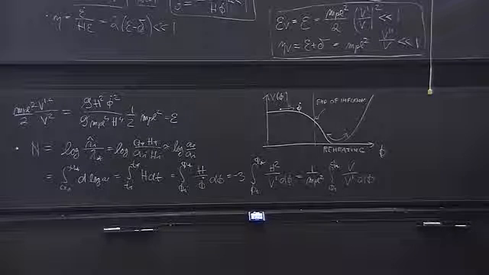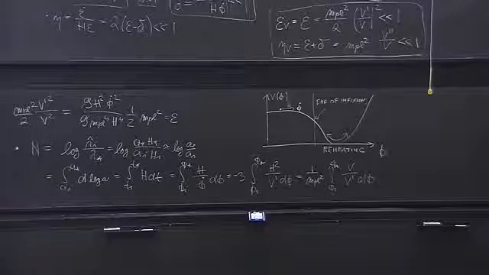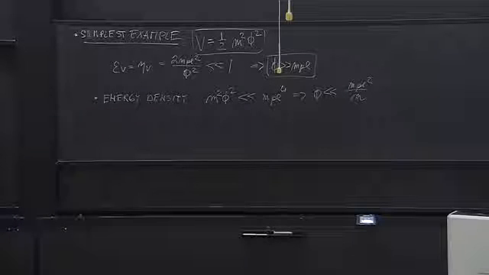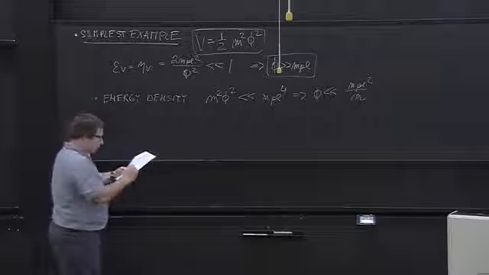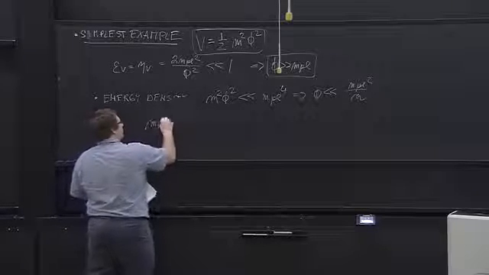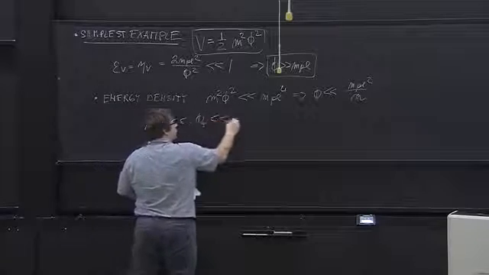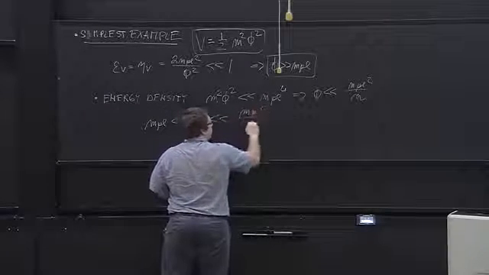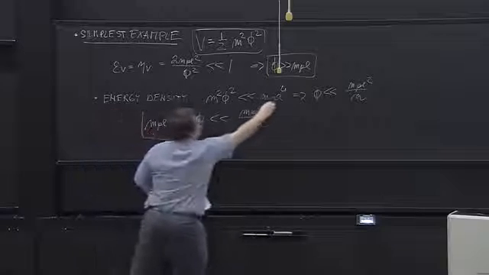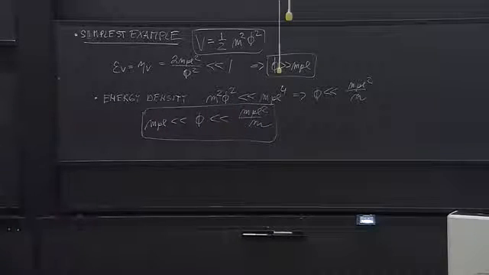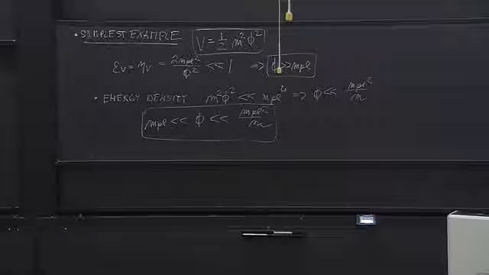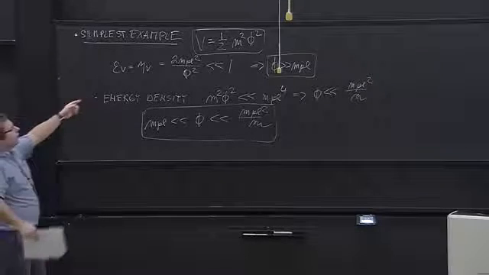Okay. So in other words, phi must be smaller than m Planck to the 4. Well, okay, phi is smaller than m Planck square over m. So putting these two conditions together, you have a window for your phi: m Planck is much smaller than phi, which is much smaller than m Planck square over m. And that's your window for possible values of phi, where you can still trust your quantum field theory, but also you have the inflation.